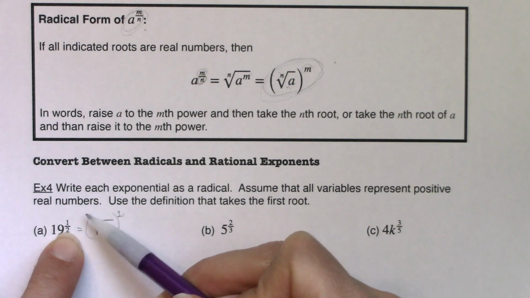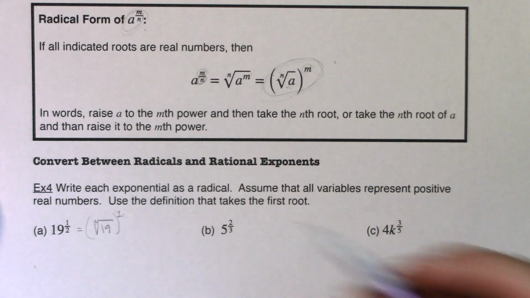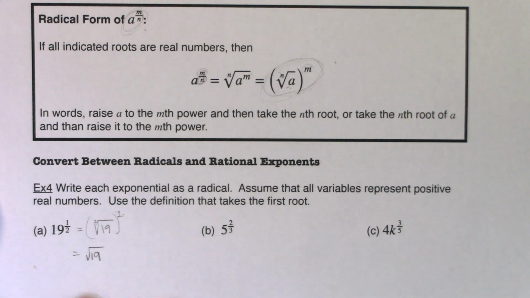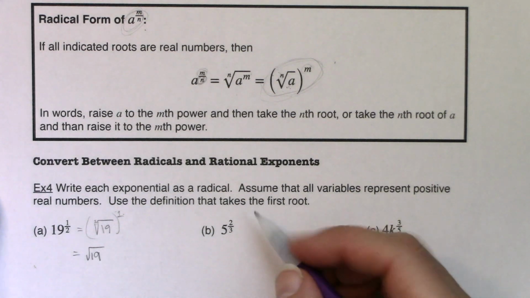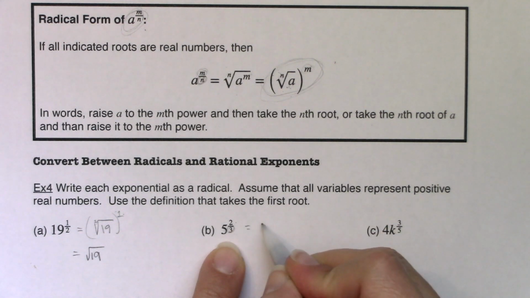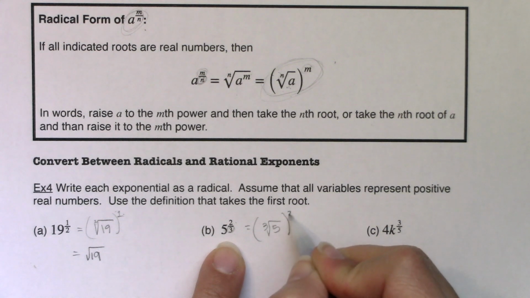Now in this case, the power is 1, so it's nicer. I don't have to worry about it. So this ultimately is just the square root of 19. There's no way for me to simplify this because 19 is prime. It doesn't have any perfect squares in it. All right, so let's think about 5 to the 2/3. I'm going to handle the radical first. So I'm going to say this is the cube root of 5, and then I'm going to square it.